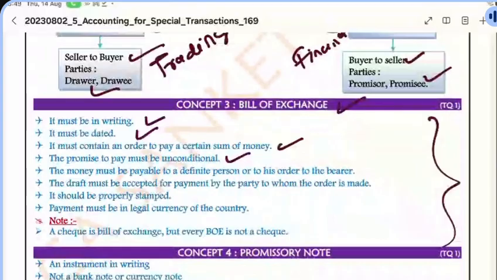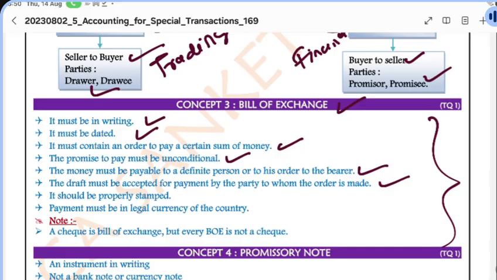The money must be payable to a definite person or to his order. That means he must be there, or someone else on behalf of him, an agent as we call it, the person who represents him. The draft must be accepted for payment by the party to whom the order is made.